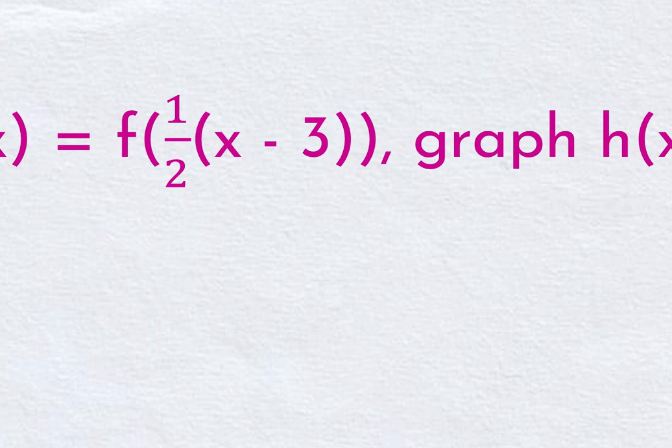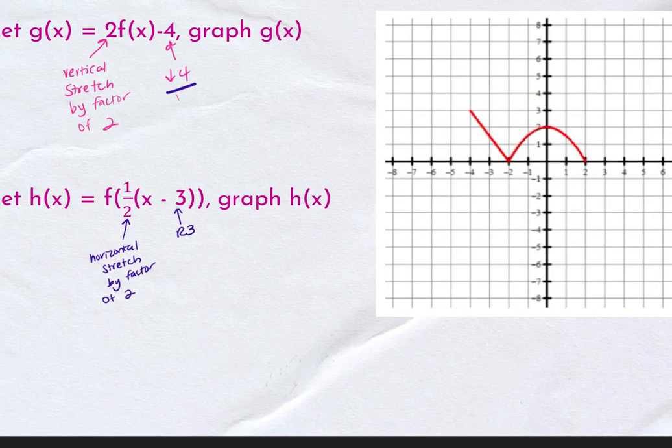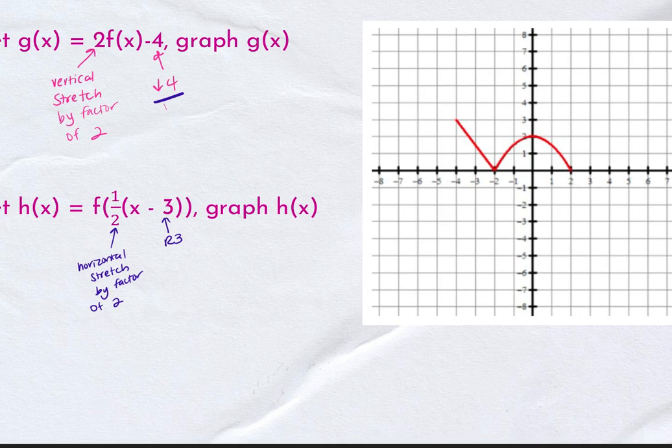The 1/2 inside the parentheses is a horizontal dilation. If that's 1/2, then it's by a factor of 2. So you multiply the x by 2. Yep, by factor of 2. Good? Okay, and the -3 inside the parentheses is what? Right 3. So we're going to stretch, then move. I'm going to take my x values and I'm going to multiply them by 2. So this -4 goes to -8.